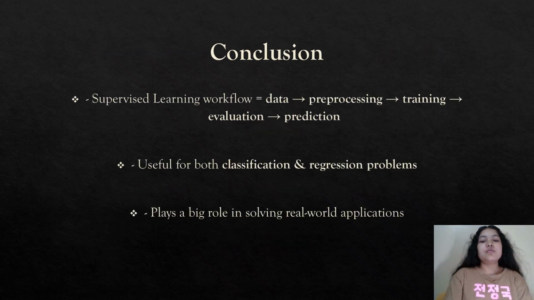Now the conclusion is we start with the data and end with predictions. We begin by collecting data and end by making useful predictions. It is useful for classification and regression problems. Both yes or no type problems and numerical prediction problems are solved. It is also important for real world applications. Supervised learning powers spam filters, recommendation systems, fraud detection and many more.